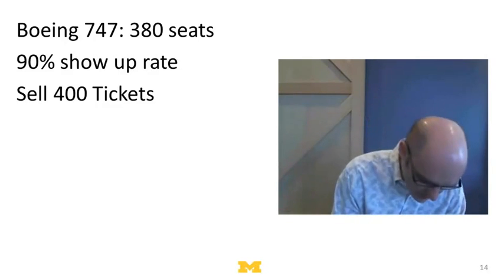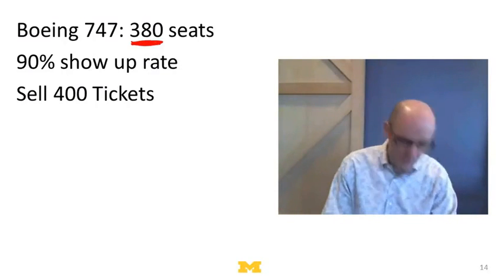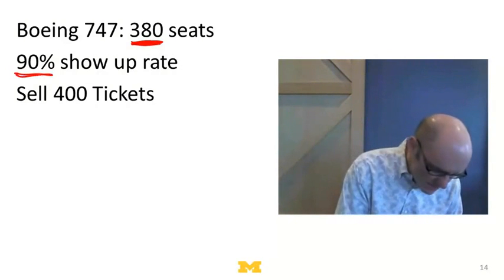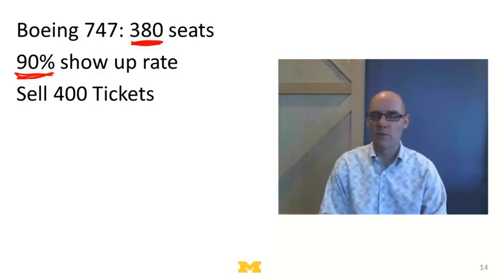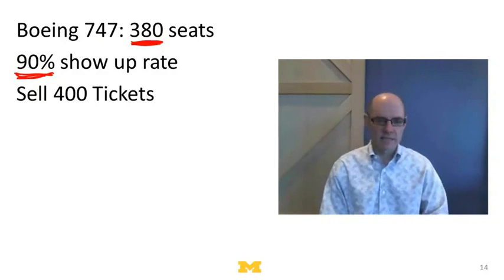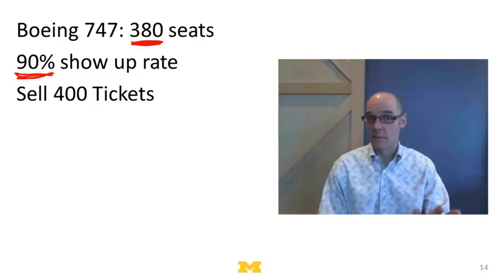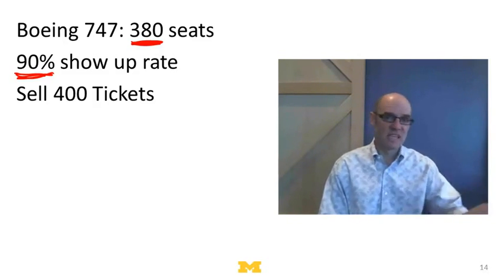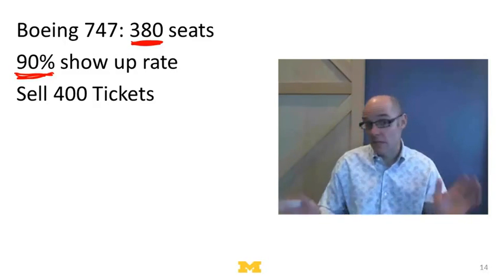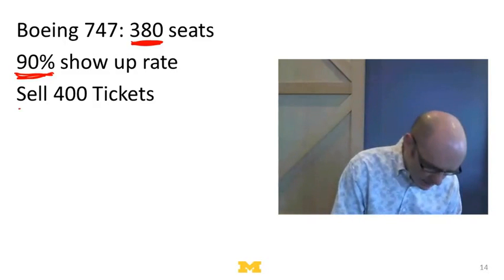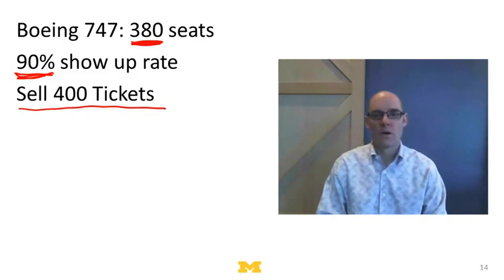So let's do an example. Let's suppose, to make it simple, that our plane doesn't have 400, it's got 380 seats. So let's suppose that we got a Boeing 747 with 380 seats. Let's suppose that 90% of the time people show up. So we run an airline, we've gathered lots of data. We pretty much know 90% of the time people show up, and that it's independent. So one person's decision to show up doesn't have anything to do with anybody else's. Now that might not be true, right? Because if it's snowy, if I'm late, you're likely to be late. But let's just suppose that these things are independent. And let's suppose that we sell 400 tickets.